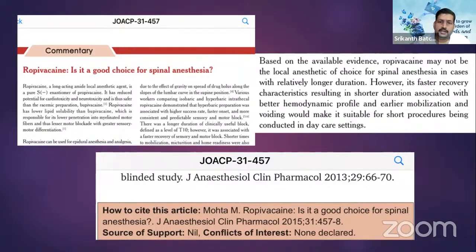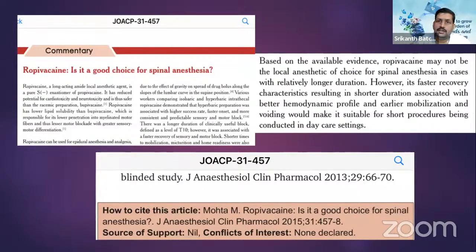So this is a beautiful review article published in JAPACP, that is Journal of Anaesthesia Clinical Pharmacology. So this is an Indian article. Most of the good studies are from India itself. We don't have to depend on foreign studies for local anesthetics. So this is actually done with the isobaric spinal anesthesia ampule that we have used prior. So ropivacaine is a good choice for spinal anesthesia.